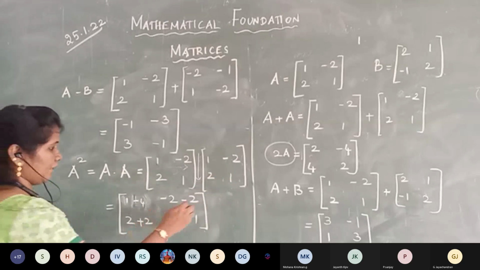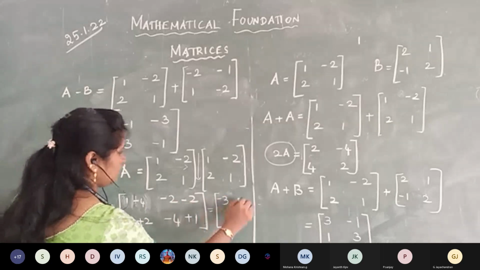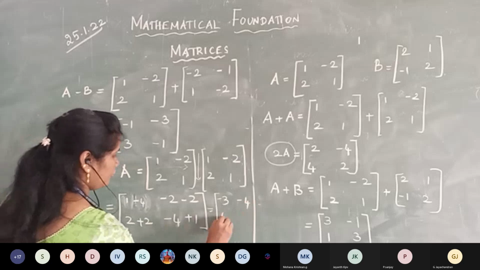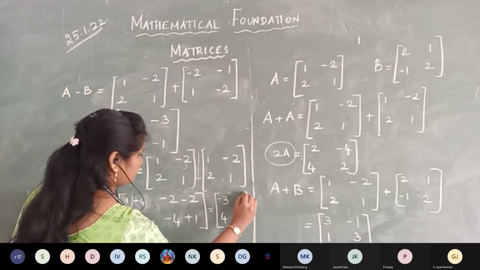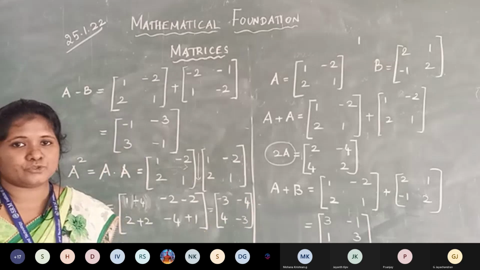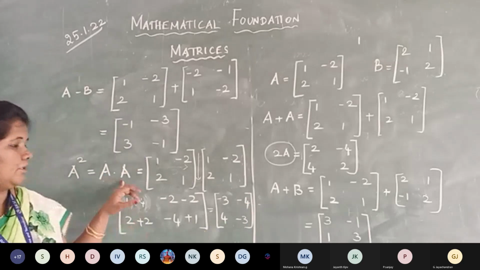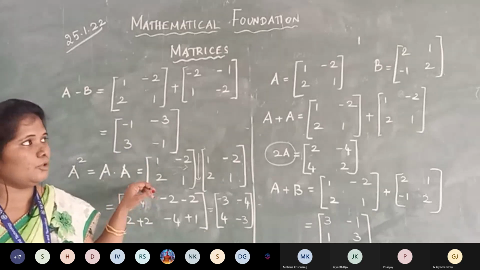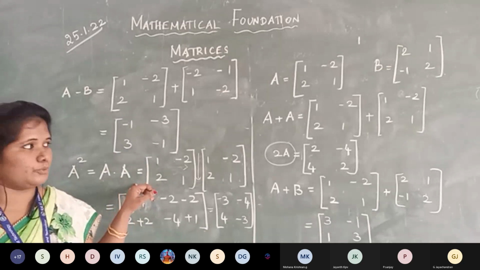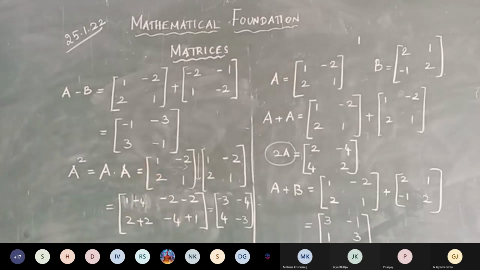Okay, and then you'll find out. So then you'll be having minus 3, minus 4, 4, and minus 3. Okay, so this is how you're going to find out your a square. So directly you must not find out your a square. You'll have to multiply a into a. Similarly, you can find for a into b also. Okay, write down all these things. If you've got any doubts, ask me.